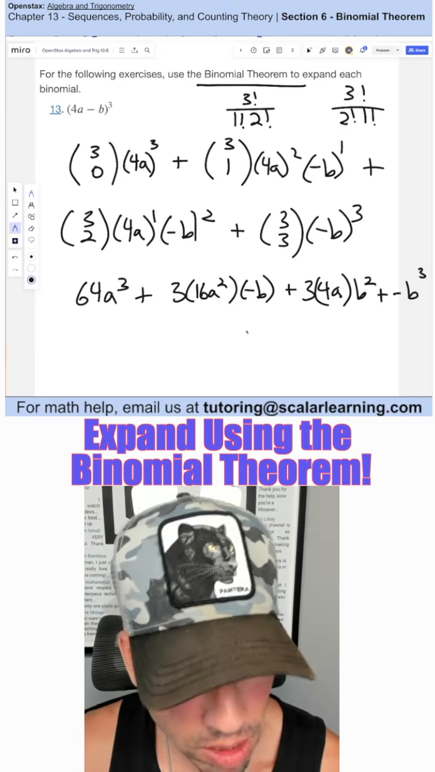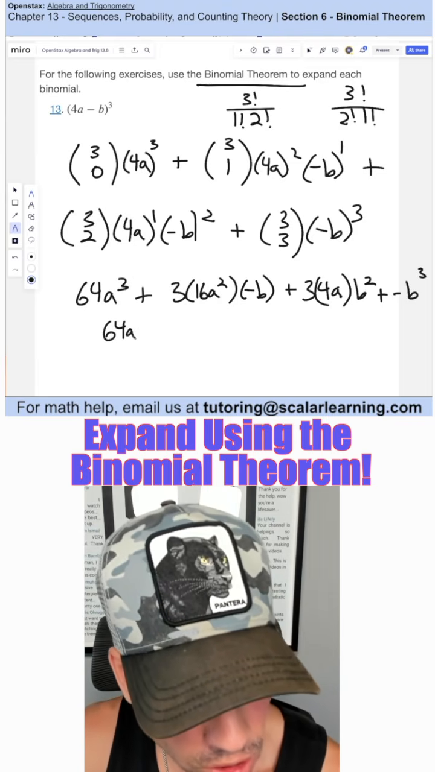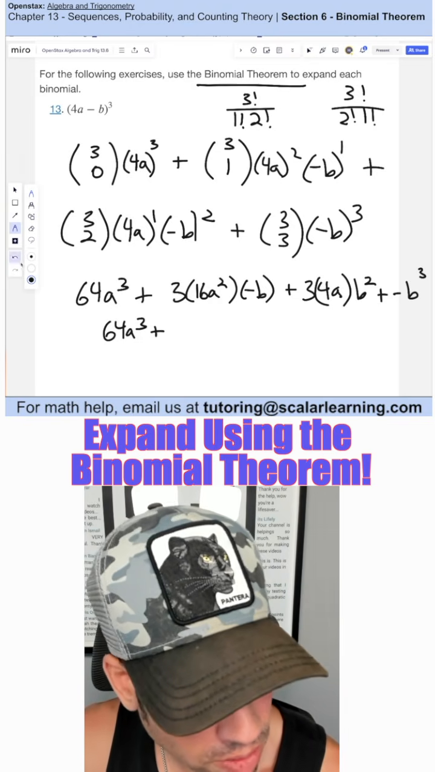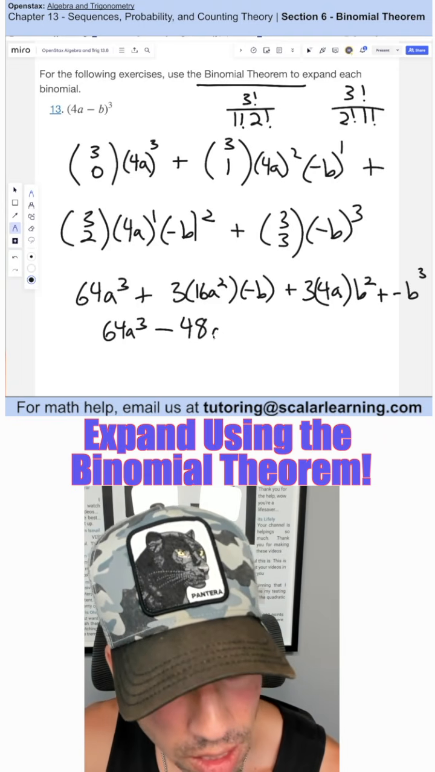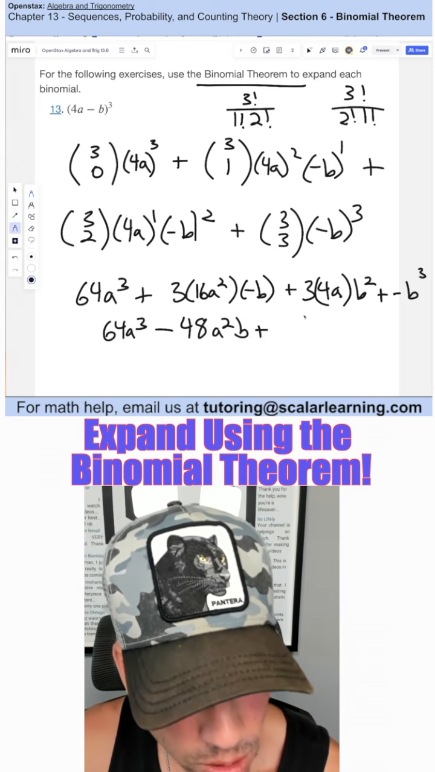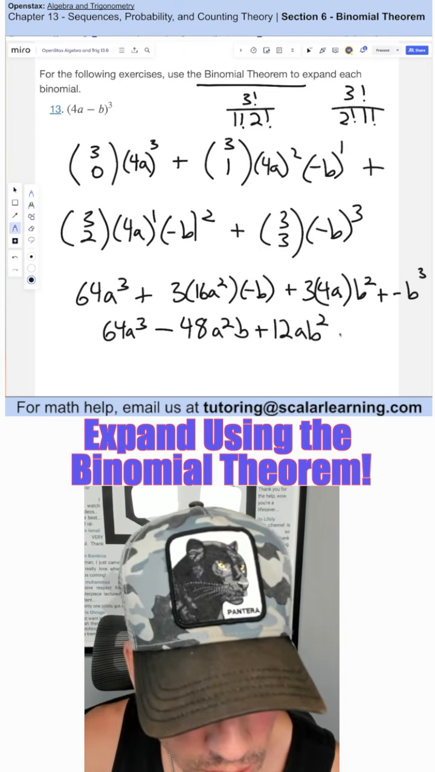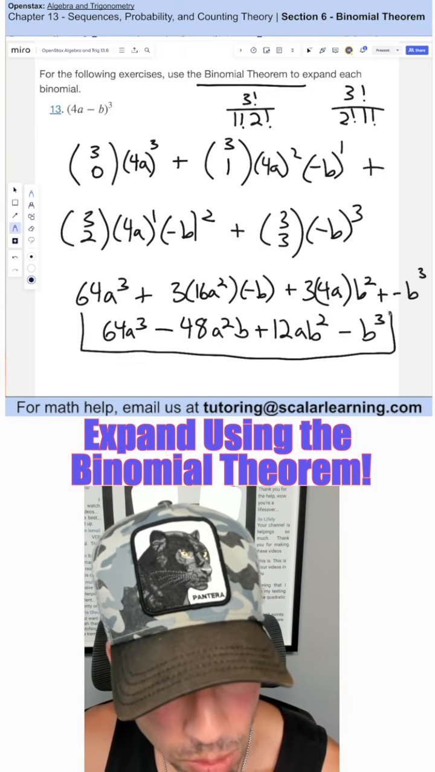All right, now we're going to simplify a little bit to get our final answer. So again, 64a cubed, good to go. 3 times 16 and times the negative, and actually we'll make this a minus sign because it's going to be negative 48a squared b. And then we've got plus 3 times 4 is 12ab squared minus b cubed. That's how you do the binomial expansion.